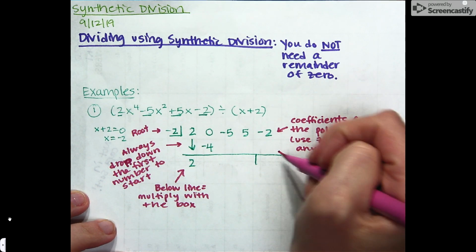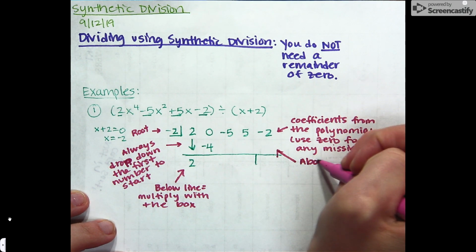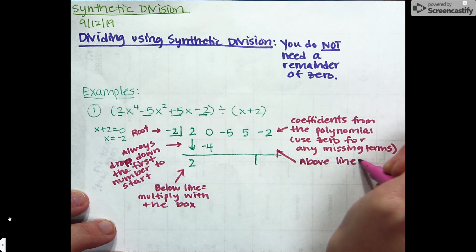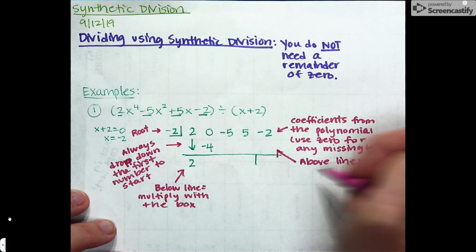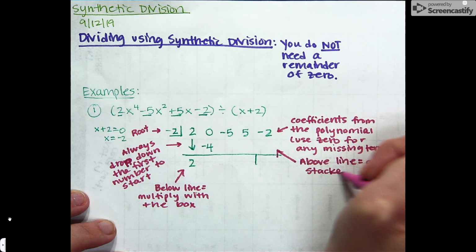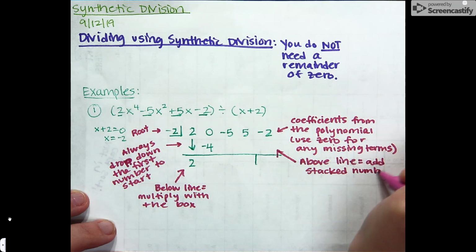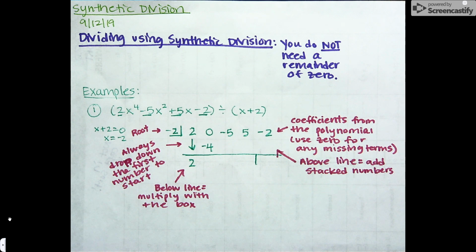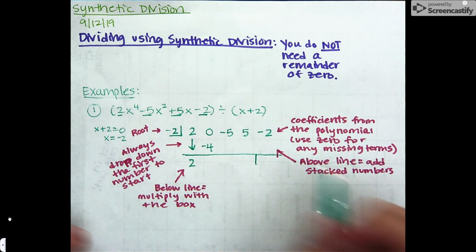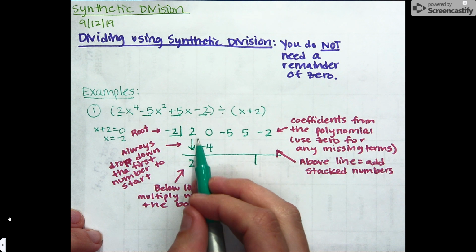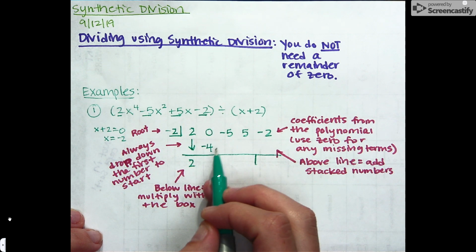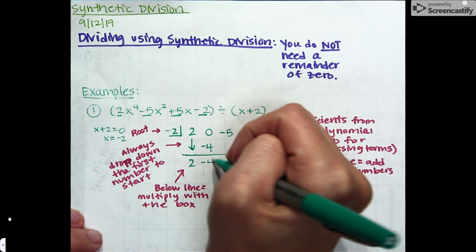So then another note I'm going to make is when you're above the line, you're going to add stacked numbers. So above the line, I'm going to add stacked numbers. So what I mean by that is now that I did 2 times -2 to get the -4, now I'm going to add the stacked numbers 0 plus -4, which is -4.